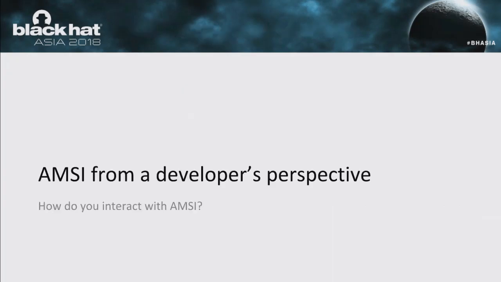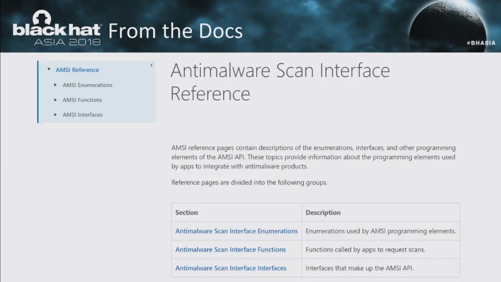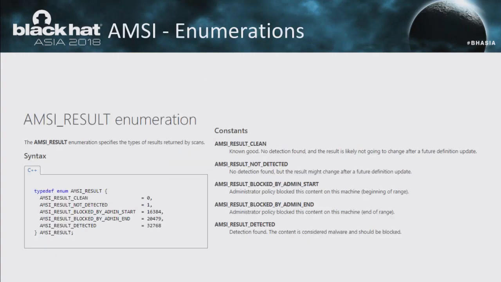So let's take a look at AMSI from a developer's perspective, right? Let's get into the mindset of someone who is writing an app, such as the creators of PowerShell, and they want to use AMSI as clients. They want to send requests to be scanned. So we start off by looking at the documentation on MSDN, right? And we see that the documentation is split into enumerations, functions, and interfaces. Now, out of the enumerations, we only worry about a single enumeration, which is the AMSI result. Now, this is just a list of different values that a scanner can return for a specific content scan.